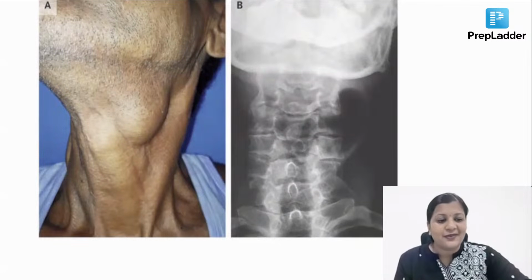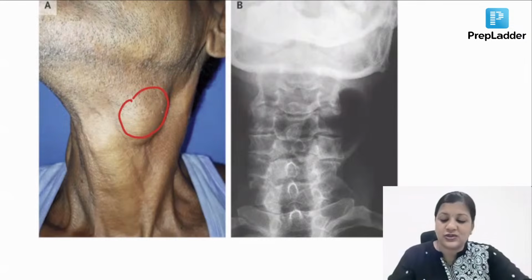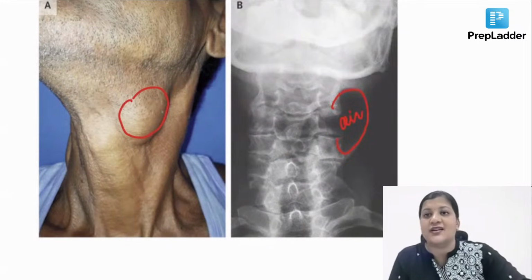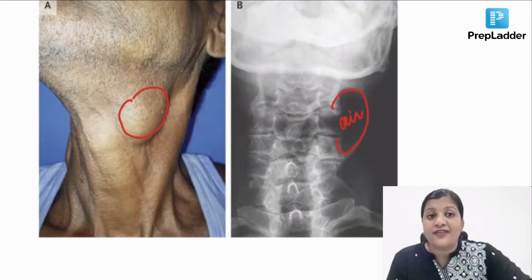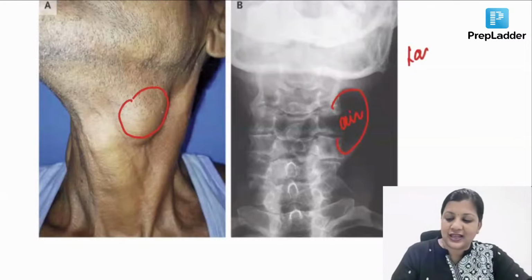Now you have an image here showing a swelling on the side of the larynx. This is an air-filled swelling because on the imaging it appears black. An air-filled cystic swelling on the side of the larynx is seen in trumpet blowers, glass blowers, and weightlifters because of excessive intraluminal pressure within the larynx. What is it? Yeah, very good. This is nothing but your laryngocele.